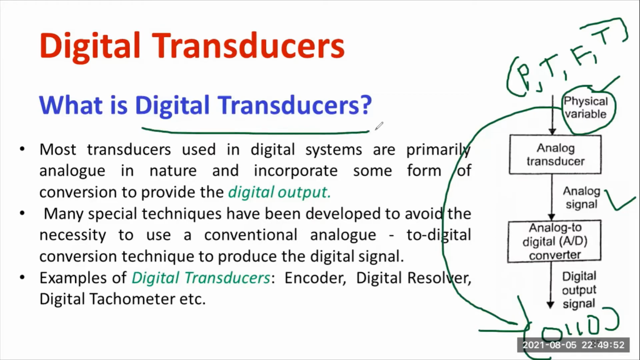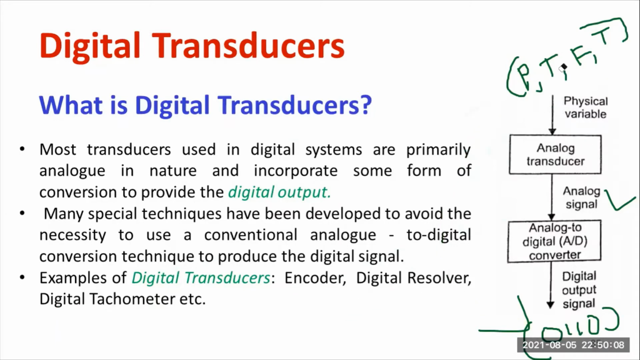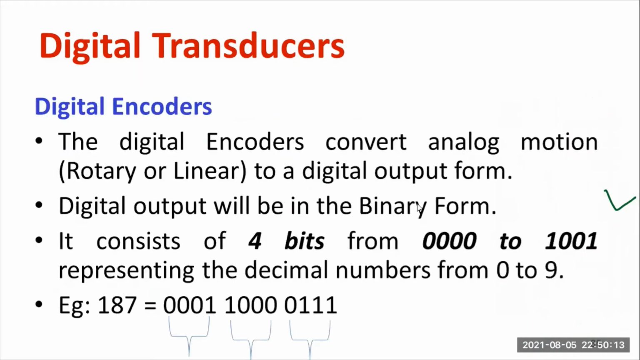Major examples of digital transducer are encoder, digital resolver, and digital tachometer. These are quite commonly used digital transducers. In this particular slide, you will be learning how a digital transducer operates and what the major examples of digital transducer are. Let us continue. For example, with respect to the physical variable, we will be able to get the digital output. Most digital transducers have binary information.